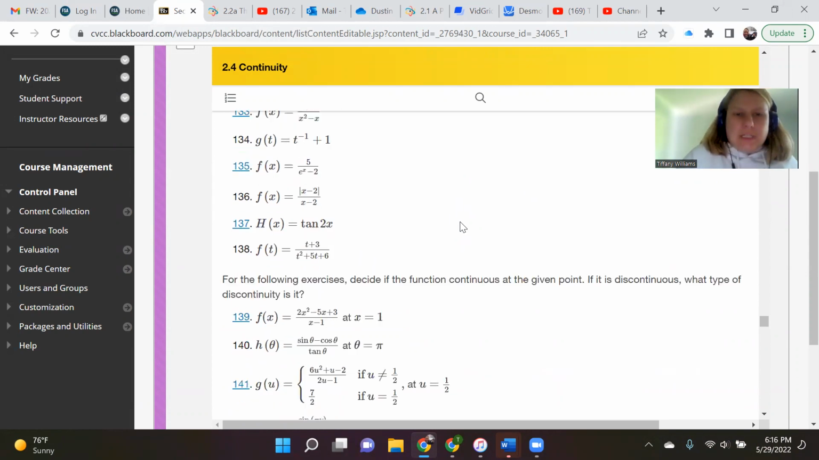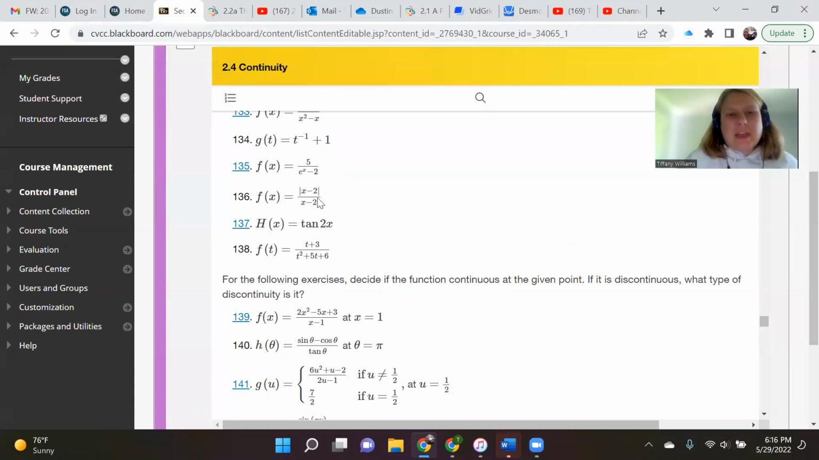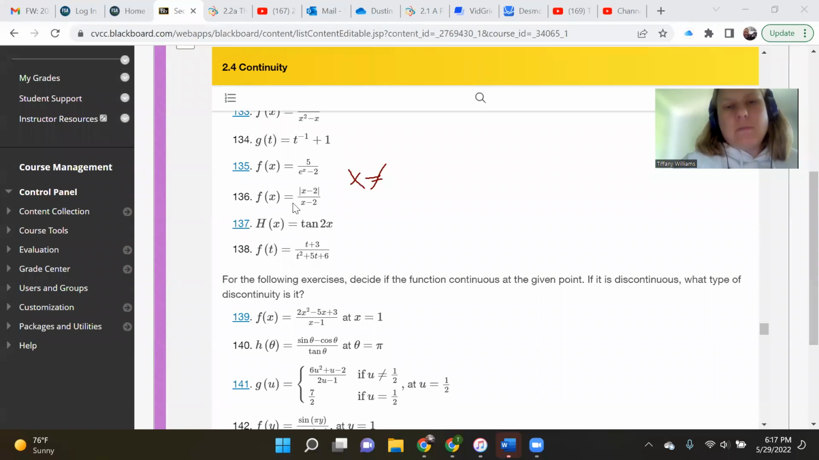So let's go on and let's look at number 136. So same thing. We are asked to figure out if this thing has, you know, a hole, a jump discontinuity, whatever. So with this particular one, I am concerned about the x minus 2 on the bottom. The x minus 2 on top is fine, but I am worried about the x minus 2 on the bottom because I know, according to this, that we can't have x equal to positive 2. Because if I do, I've got an asymptote. So I do think that this thing is split.